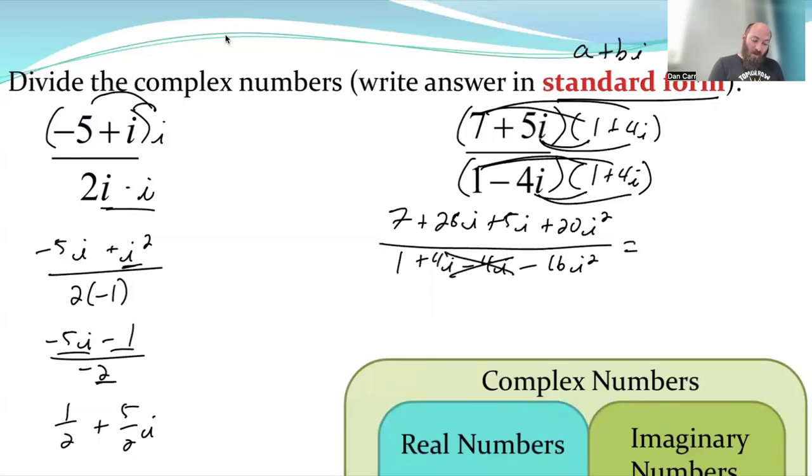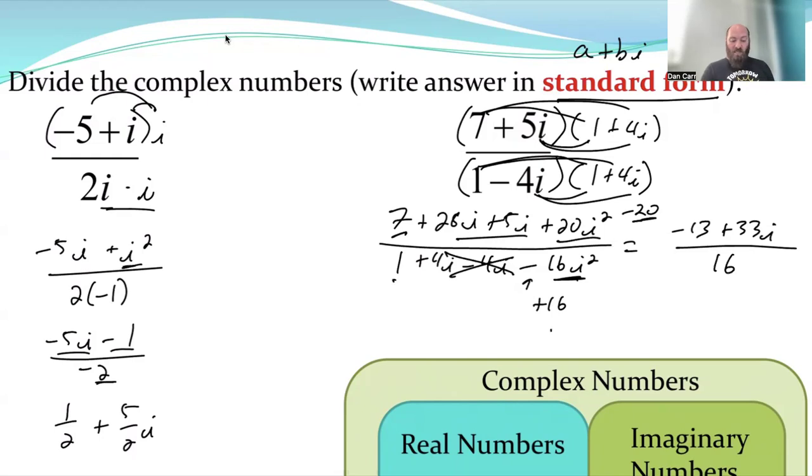So what I'm left with here is 28 plus 5 is 33i. This turns into a negative 20 when it multiplies out. So we're going to combine negative 20 and 7, which gives me negative 13 plus 33i. In my denominator, this is going to turn into a negative 1. So remember, i squared is negative 1. And because it's already negative 16, it turns into a positive 16. So I get 1 plus 16, which is going to give me 17.